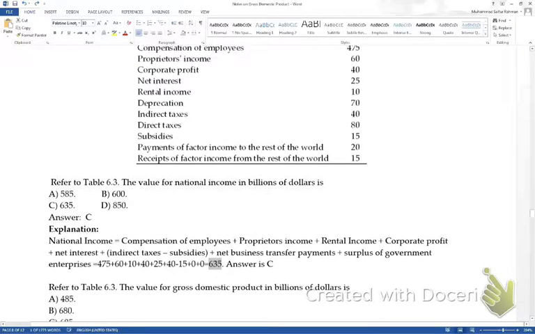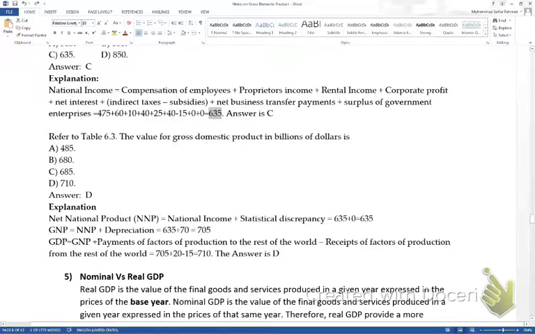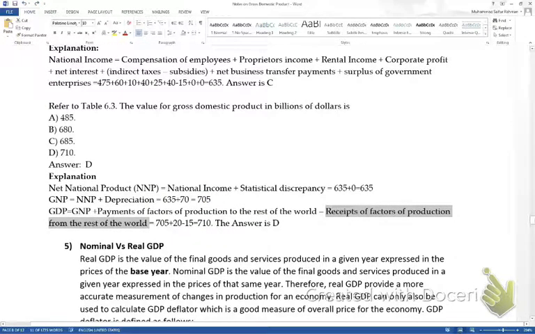Now after that, we need to start thinking seriously about calculating GDP. The way we calculate GDP is that we first need to calculate net national product, which is national income plus statistical discrepancy. So we got that number. Then following the table that we looked at before, we calculate GNP, which is NNP plus depreciation. So you add the depreciation to your NNP number. Finally, when you have that, your GDP is nothing but GNP plus the payments of factors of production to the rest of the world minus receipts of factors of production from the rest of the world. You add those numbers, you subtract some numbers, and you get the number which is GDP. So that's a very important concept.